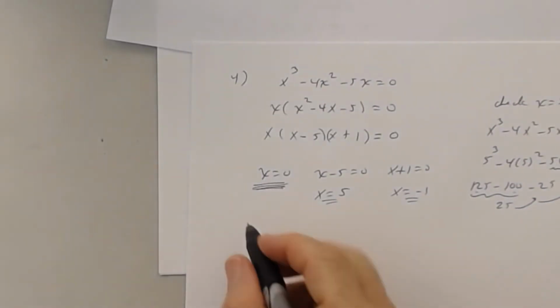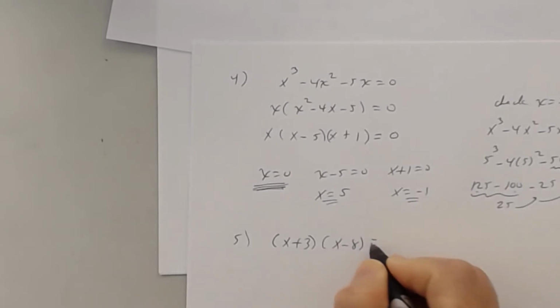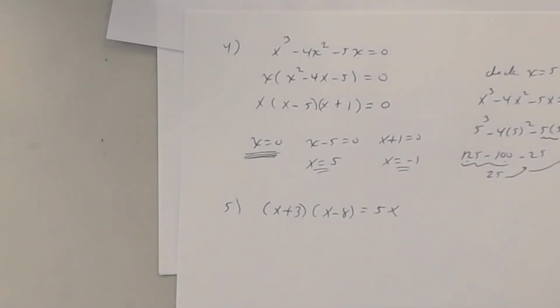Number 5. Now, number 5, you're going to see one like that on that worksheet that's due next week. x plus 3 times x minus 8 equal 5x. You didn't have it on this one. So the problems you turned in today look like numbers 1 through 4. But next week, you are going to have a problem in that worksheet that looks like number 5. Now, be a little bit careful.